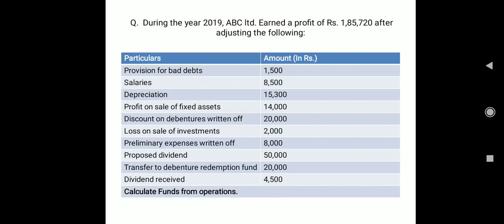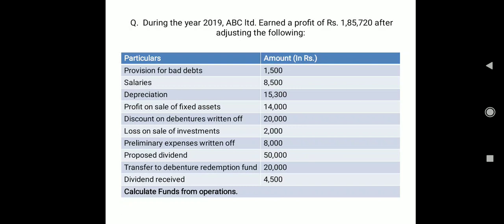Now coming to the given question, these types of questions you get for 5 marks in your SEM exams. When the SEM exam will happen, we don't know anything, but definitely study is in our hand. So keep studying. Now the question is: during the year 2019, ABC Limited earned a profit of rupees 1,85,720 after adjusting the following.